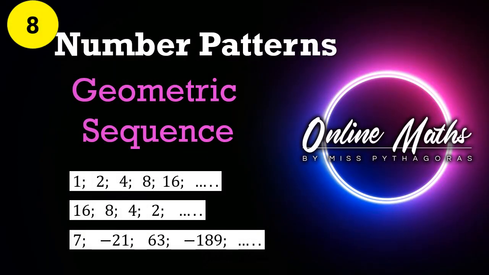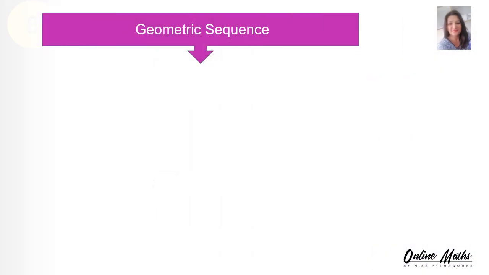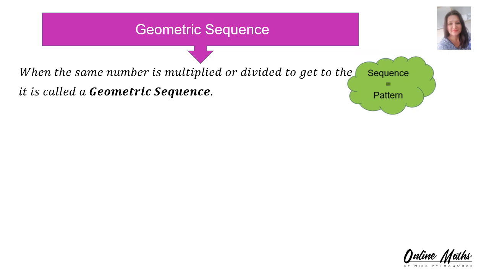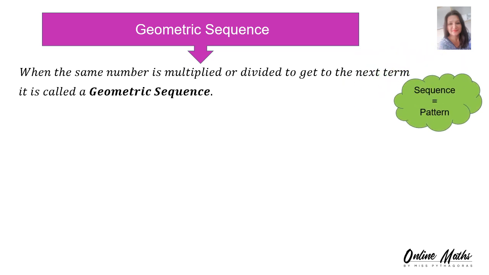Hello everybody, in this lesson I will discuss what a geometric sequence is, how to get to the next term, and how to describe the sequence in your own words. Geometric sequence. When the same number is multiplied or divided to get to the next term, it is called a geometric sequence or a pattern. I just want to show you there in the green cloud, another name for a sequence is a pattern.